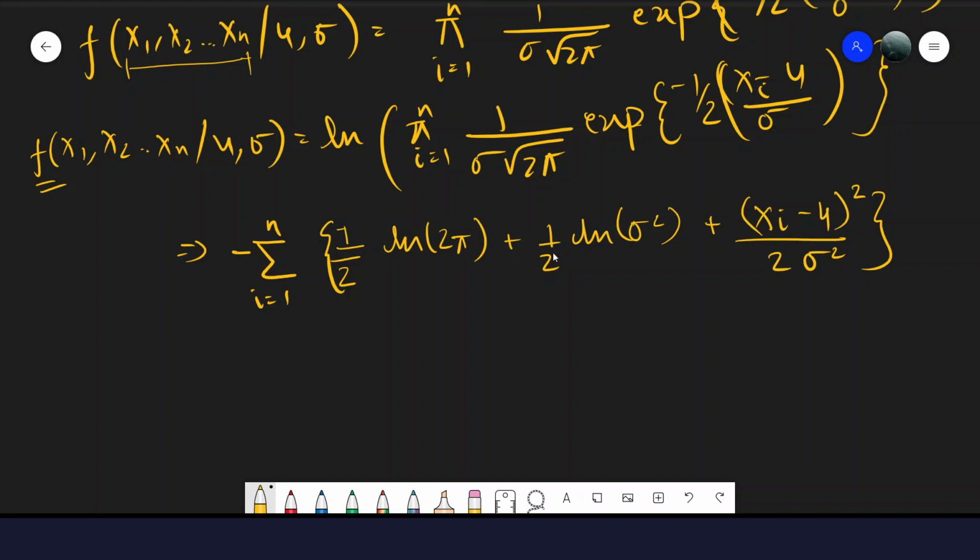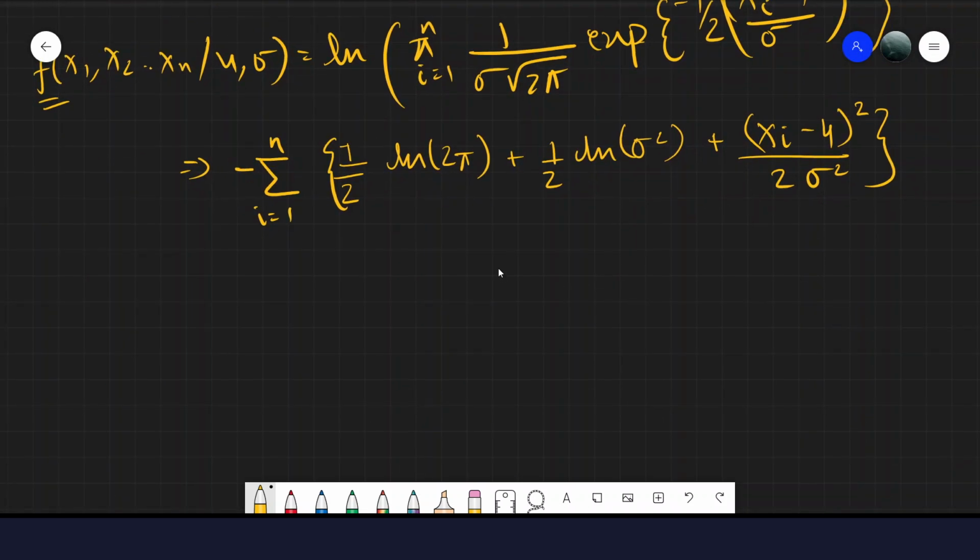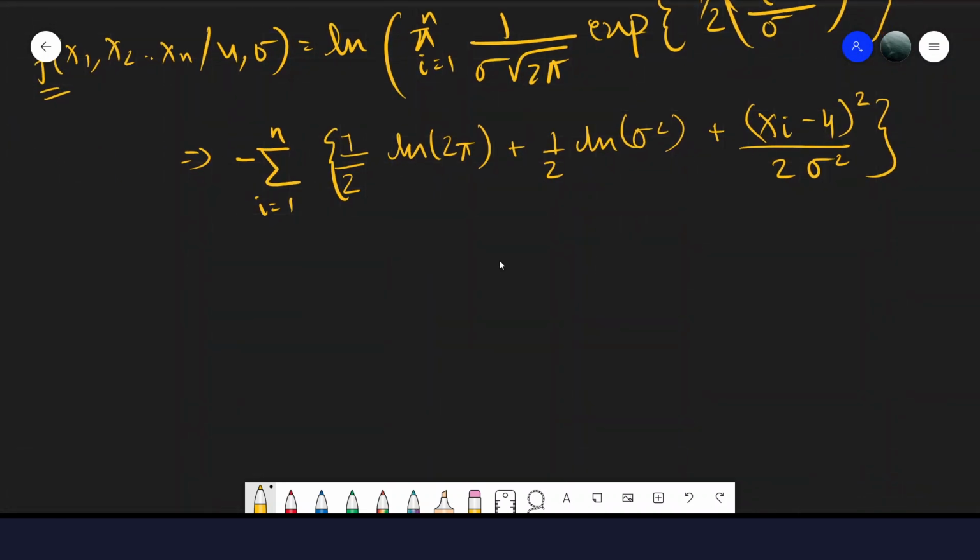Now, to estimate the parameters where I have the maximum likelihood of observing the data points that I have in the sample, I would have to differentiate it. I'll just call this LL. LL is equal to this. So I'll have to differentiate LL with respect to mu and sigma, and equate it to 0 to maximize it. That's what I'll do next.